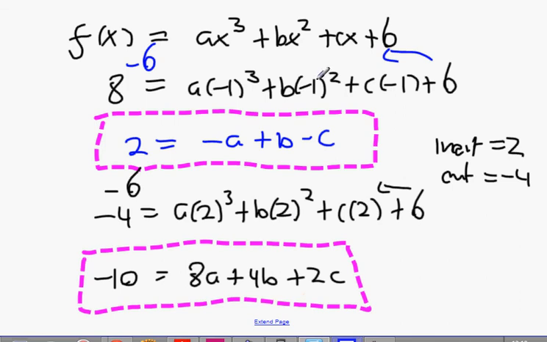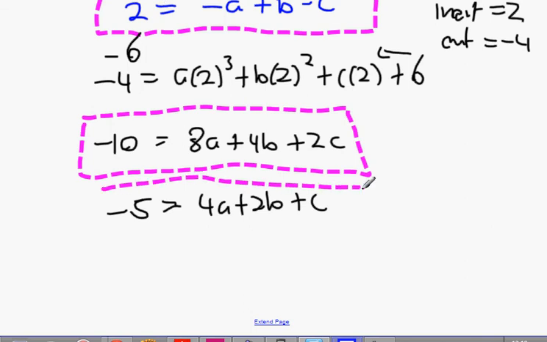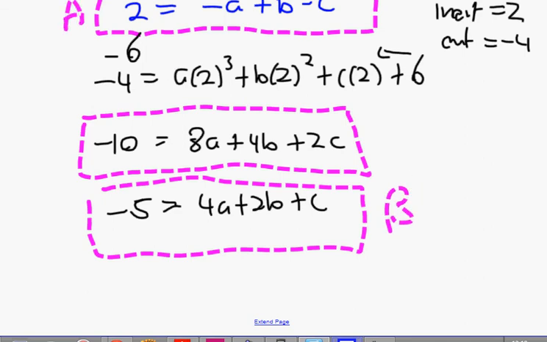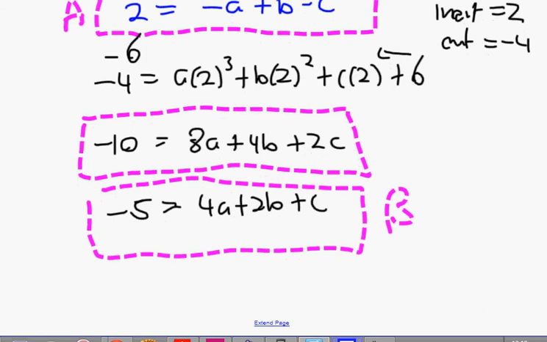Can you divide that through? Yes, I can divide that by 2. And what I'll get is minus 5 equals 4a plus 2b plus c. Okay. Now I'm on my last point. Which is the only point I haven't used yet?